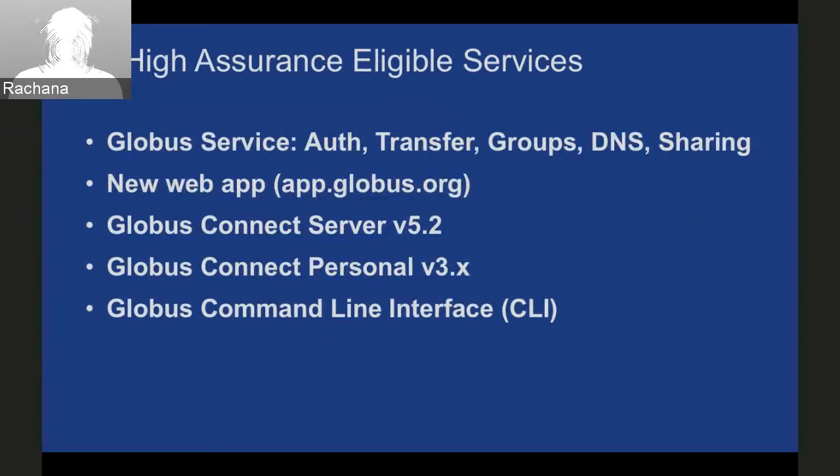A subset of the Globus services are now available as high assurance eligible services, which means these are the only ones that can be used for protected data. In a nutshell, this is anything that you would use to do transfer and sharing. So Globus Auth, which is our fundamental security piece, is part of this, along with transfer, groups, DNS, and sharing.